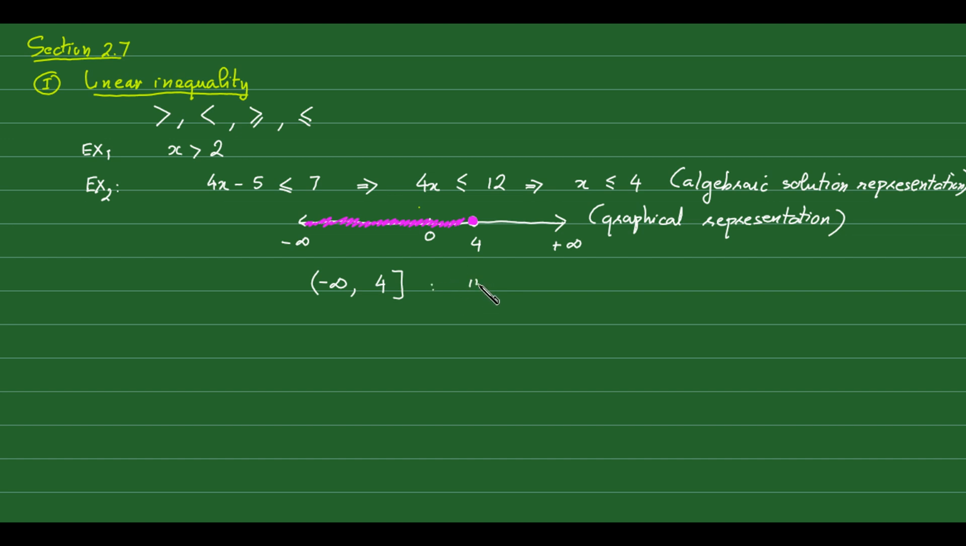So this is interval notation. Every time you solve a linear inequality, I always want you to express your answer using interval notation instead of just an algebraic expression. We must use interval notation. So remember this: every time we have negative infinity or positive infinity, we always use the parentheses.